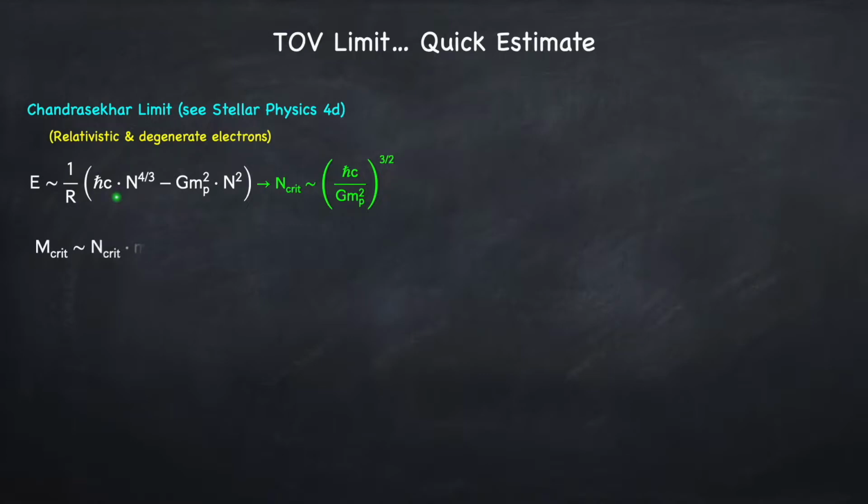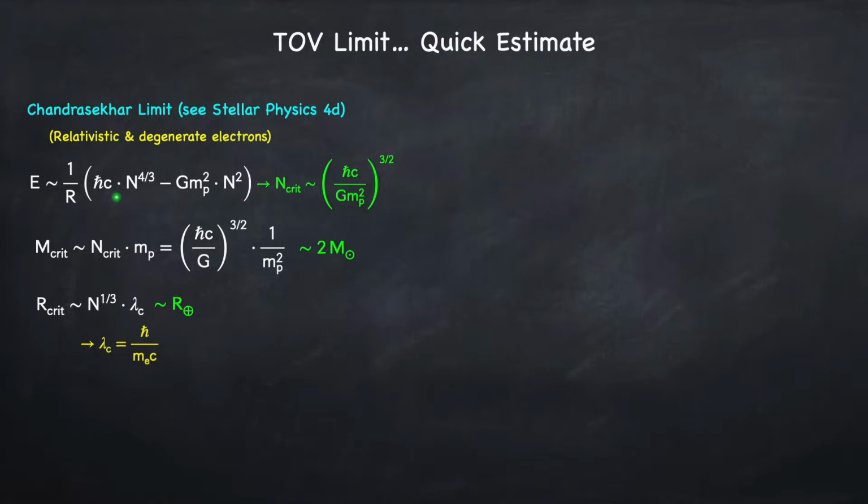We then said that the mass of the star would be roughly the number of electrons times the mass of a proton, and this gave us a maximum mass of about 2 solar masses. Then we found that the critical radius would be about the cube root of the number of electrons times the Compton wavelength of an electron, and this gave us a radius of about the radius of the Earth. Now, for the TOV limit, we just replace electrons with neutrons.